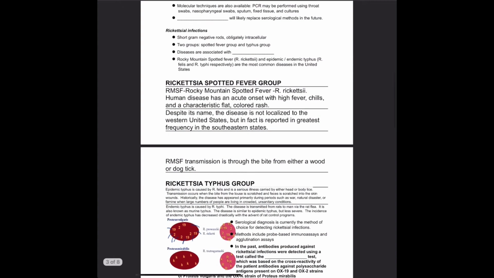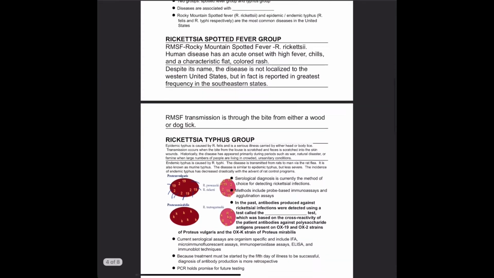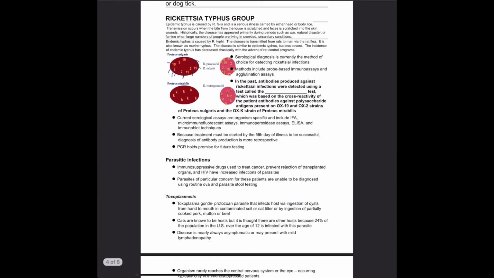Next, we'll talk about rickettsial infections. So these are short gram-negative rods that are obligately intracellular. There are two main groups, the spotted fever group and the typhus group. And these diseases are associated with arthropods. So we have Rocky Mountain spotted fever caused by Rickettsia rickettsii, and epidemic and endemic typhus caused by Rickettsia prowazekii and Rickettsia typhi, respectively. These are the most common diseases in the US. So I'll let you guys read some of that.